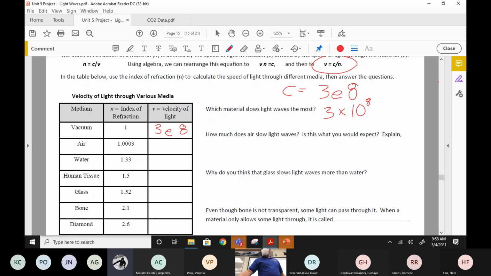Next, let's do the second one together. Please put in your calculator 300 million. You need 3 and then you need 8 zeros, divided by 1.0003, equals, do you get 2,999,10027? We're just going to round that off, and we're going to call it 2.999 E8. Is that okay?